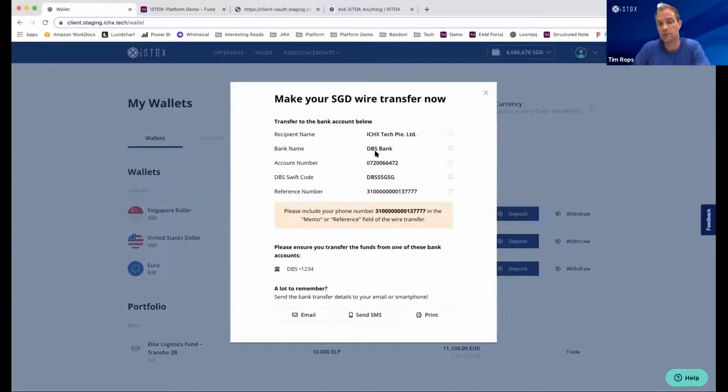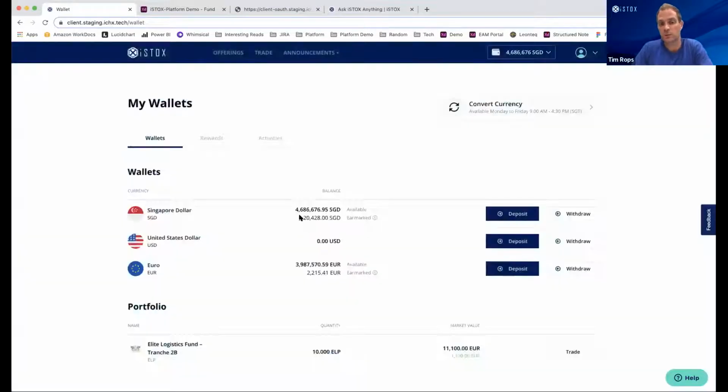ICHX is the exchange, and it's very important to note that we keep this separate from the company running the exchange, so that for any unforeseen circumstances, your money is always safe with DBS. You would then simply transfer the money from your personal bank to this bank account, and we will recognize that it is coming from you. Then we'll deposit this in your iSTOX wallet. For every dollar that we see in your iSTOX wallet, there will always be $1 held at DBS. So your money is always safe there.